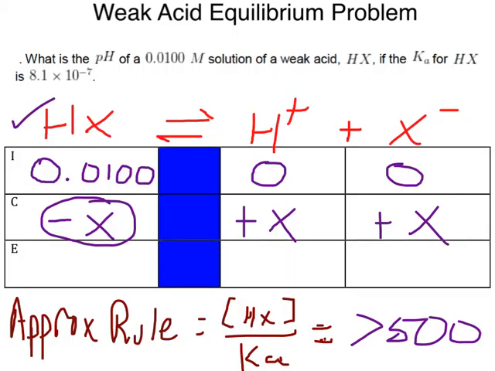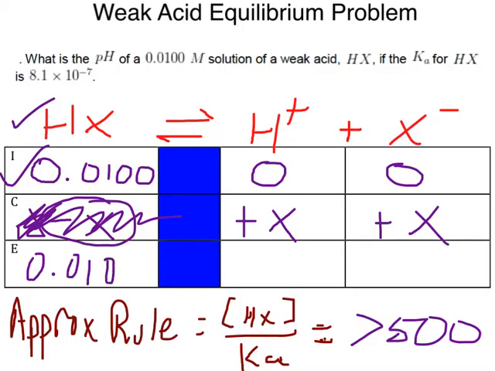I think I get 24,000. It's a big number. If that happens, like it does in this case, then I can assume that this X here is actually negligible. It's not important compared to the number that was given here. So at equilibrium, the amount of HX is still basically, no pun intended, going to be the same as it was to start with. And of course my value here is going to be X, and my value here is going to be X.